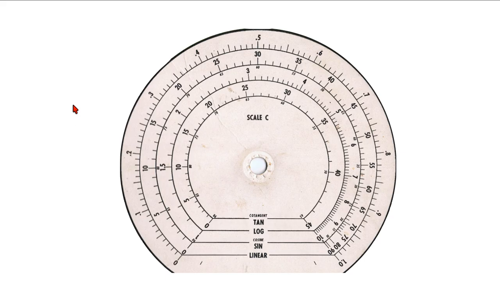Here's a close-up of one of the scales that I used. So this one has 4 scales on it. You can see there's a linear ring here that goes from 0 to 10. There's a sine scale here that goes from 0 to 90 degrees. There's a logarithmic scale that goes from 1 to 10. And then there's a tangent scale that goes from 0 to 45 degrees.